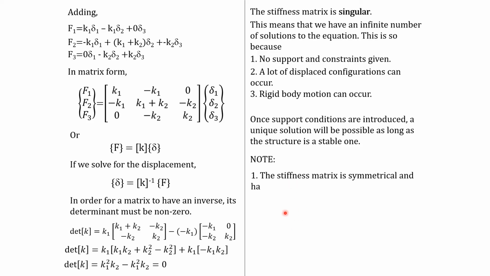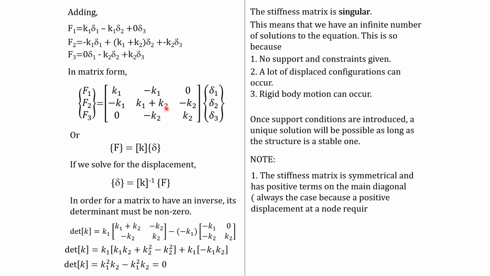Note that the stiffness matrix is symmetrical and has positive terms on the main diagonal. Have you noticed it? Positive terms on the main diagonal and symmetrical. So negative K1, negative K1, negative K2, negative K2. So it is symmetrical, 0, 0. So take note of that. This is always the case for a structure that is in equilibrium.